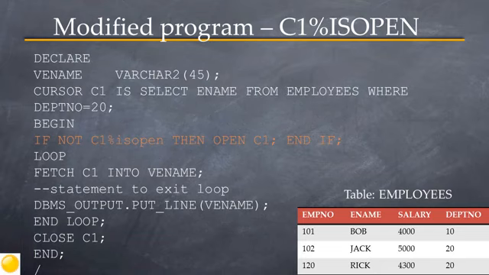Now, this example program shows you the use of the %ISOPEN attribute. The first part is the same, where the variable v_ename is declared and the cursor C1 is also declared. However, the open statement is now part of an if condition. The if condition checks to see if the cursor is already open or not. It will open C1 only when not C1%ISOPEN is true, and the rest of the program is the same as I've discussed before.